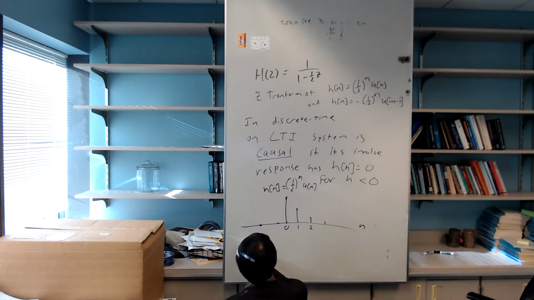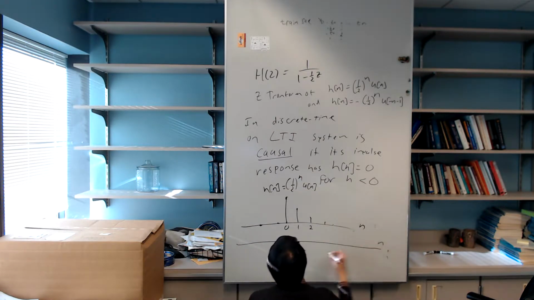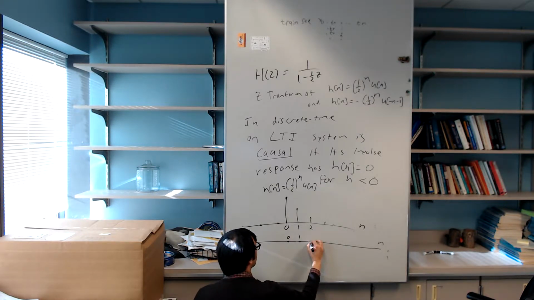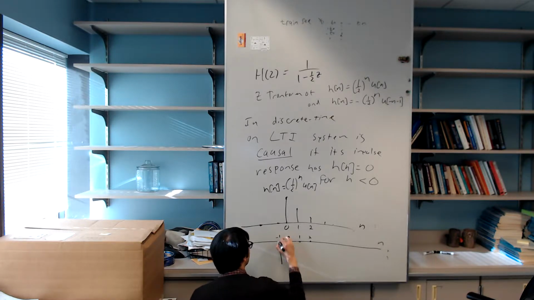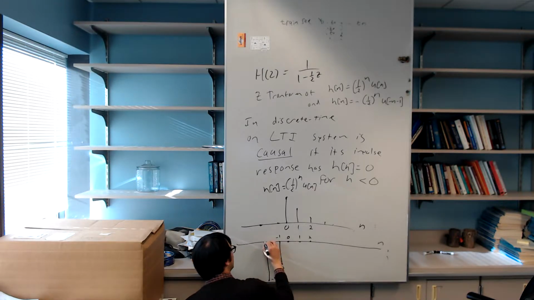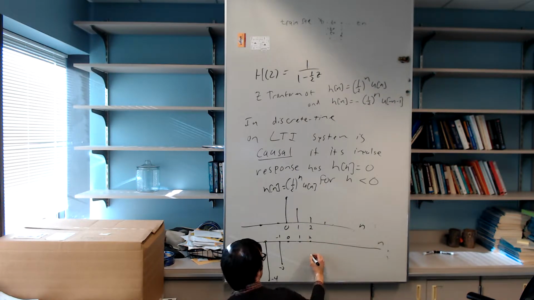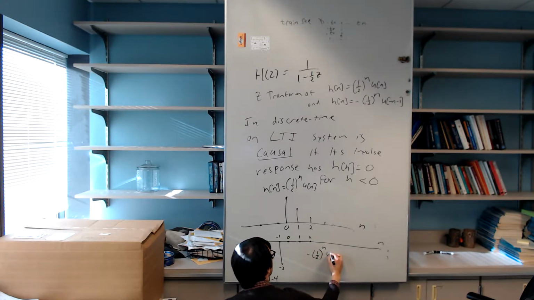So I have to draw it a little differently. So down in here, if we have n = 0, 1, 2, it's going to go at -1, -2, -4 down in here, and so on, which we can't draw because the board is small. This is for the system that is -1/2, (1/2)^n u[-n-1].